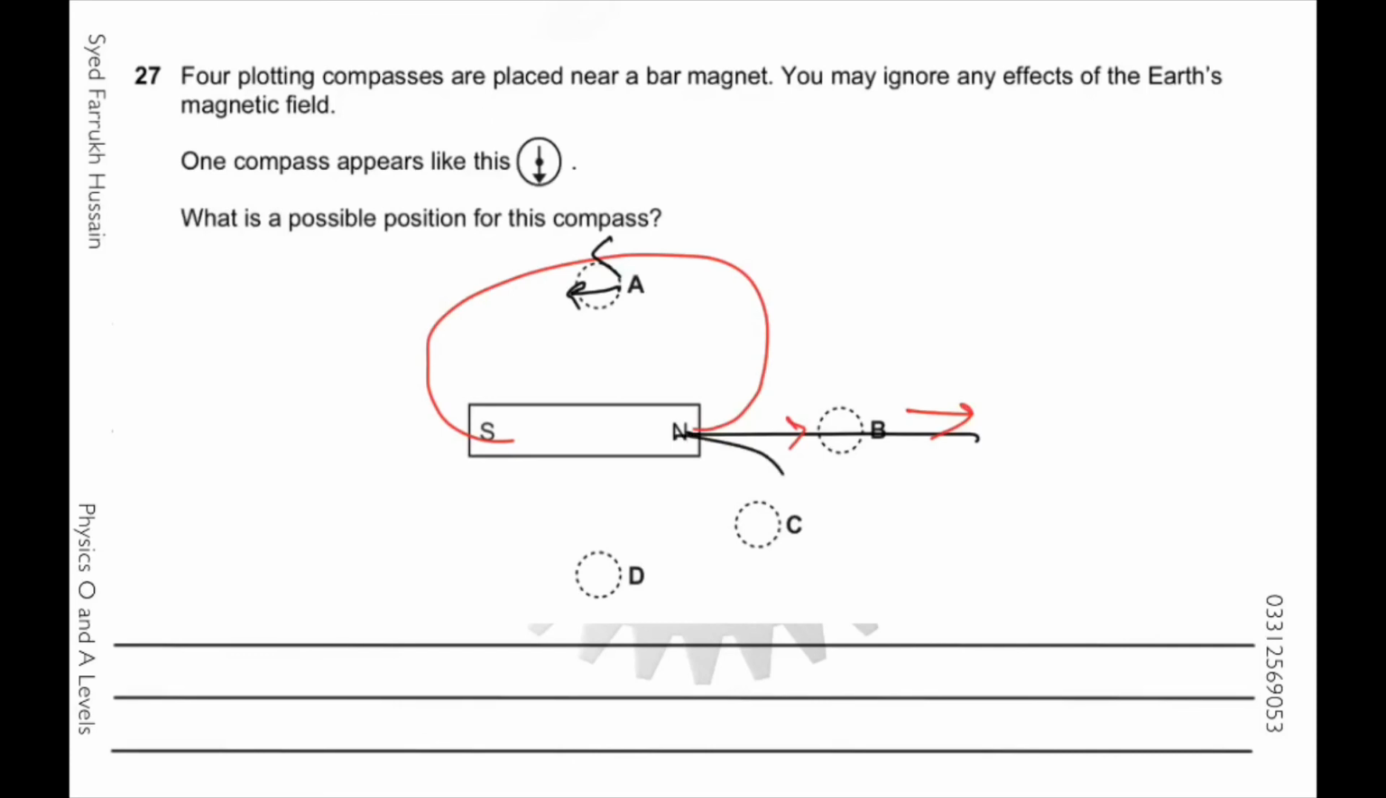And in C, the magnetic field lines are from north to south, so C will be downwards and D will be towards left. So the answer is C, because they have asked in which position the compass will be pointing in this direction. So the answer is C in this case.